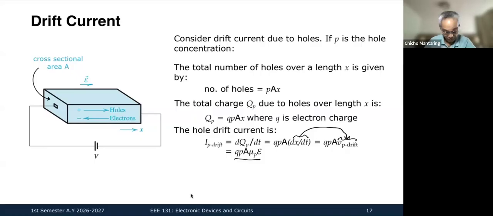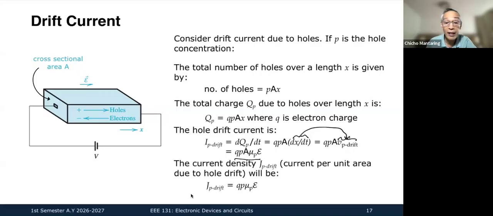Instead of current, I'm oftentimes more interested in current density. Current density is current per unit cross-sectional area. So all I have to do is divide both sides of this equation by A. My I becomes J, current density. Mawawala yung A dito. So my current density is QP mu of P times E. That is my hole current density.